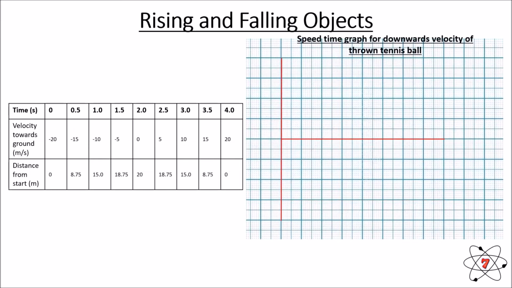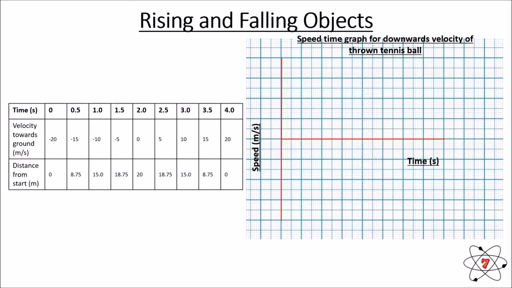Now we can show a third graph for this, and this time we can show a speed time graph for the downwards velocity of the ball. So only for the downwards velocity. We can see here our table has changed ever so slightly. So we now have downwards velocity. So we start off with a negative velocity because the ball is traveling upwards, and we end up with a positive velocity as the ball travels downwards. And we're also measuring this from the distance from the start. And we can also include time.